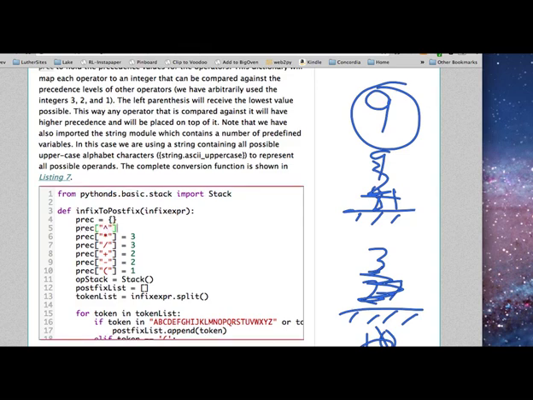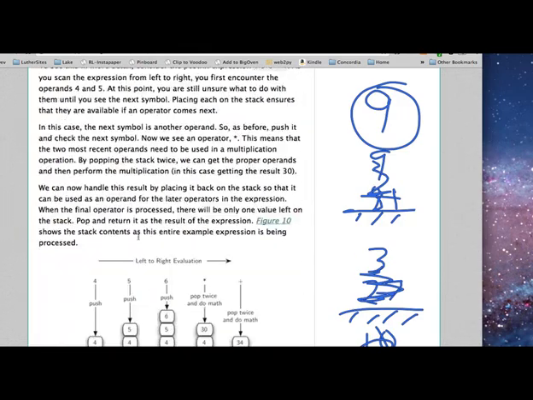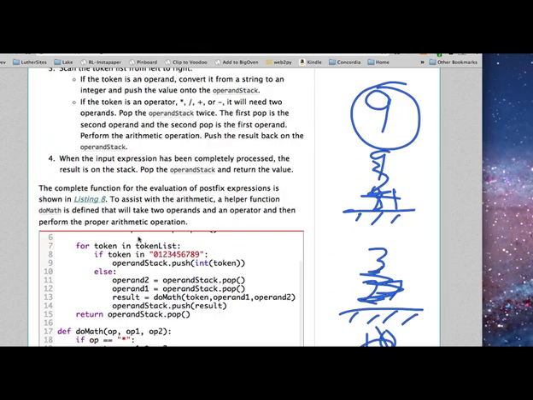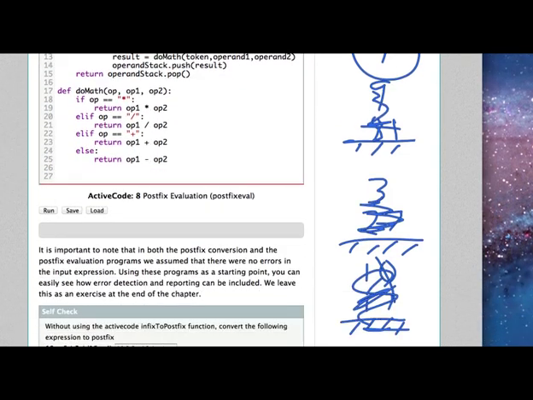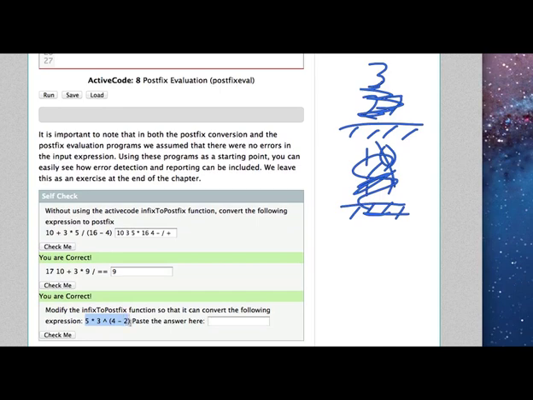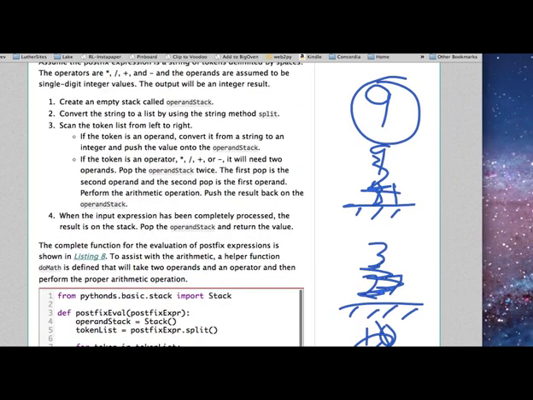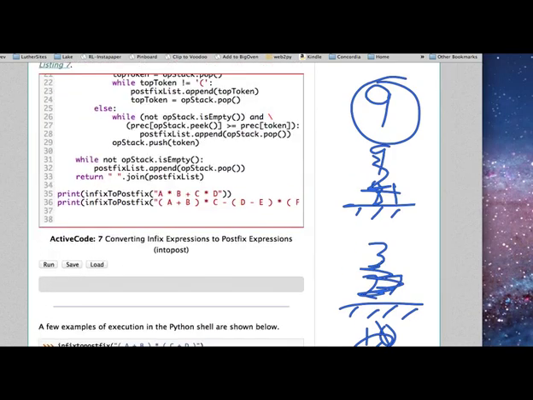We can put in our higher precedence for exponentiation. Okay, so we can go back down here and let's just use copy and paste. And we'll go back up here and we'll put in this test case. So print infix to postfix.